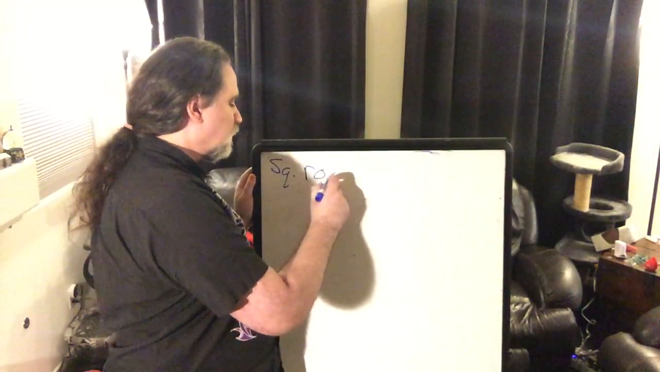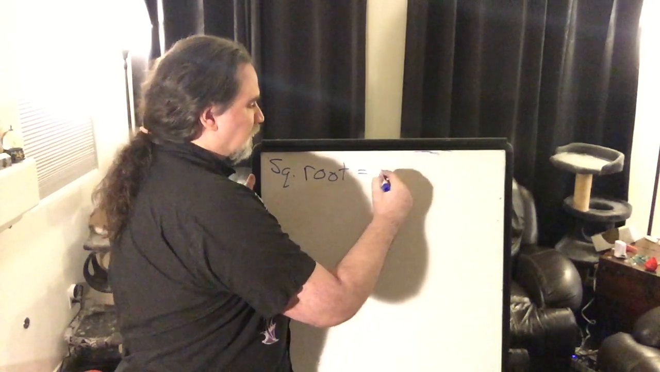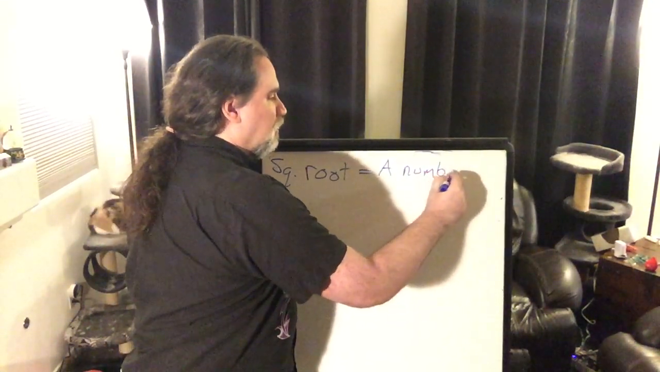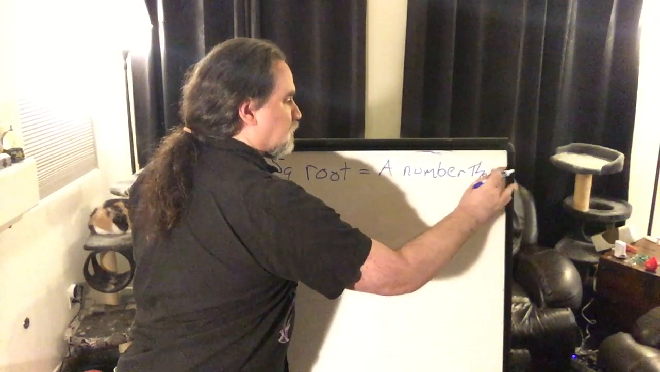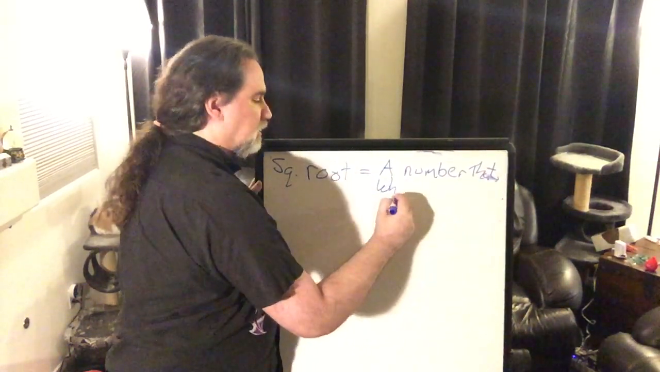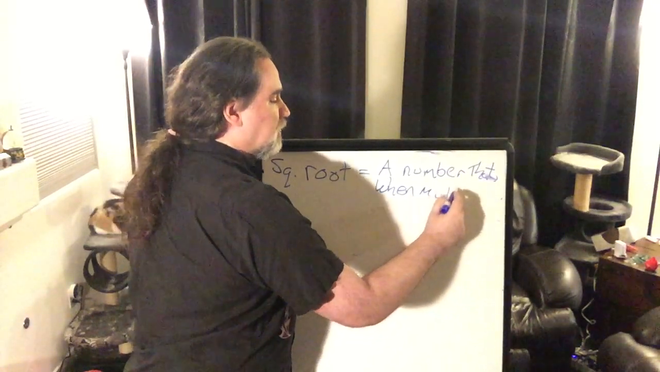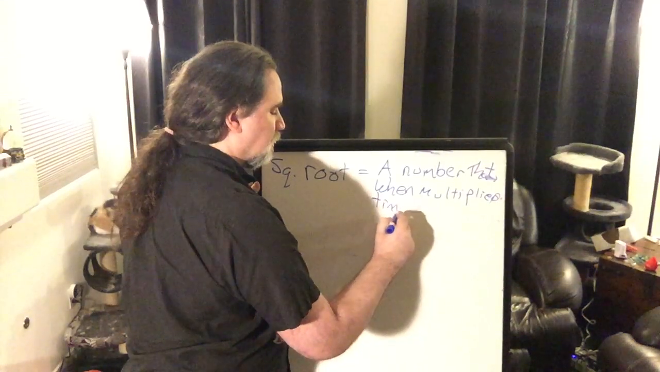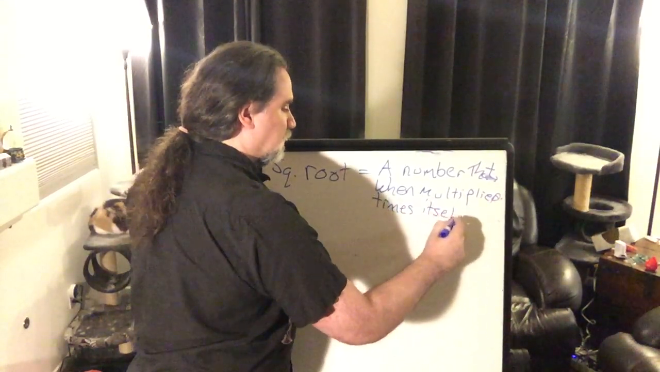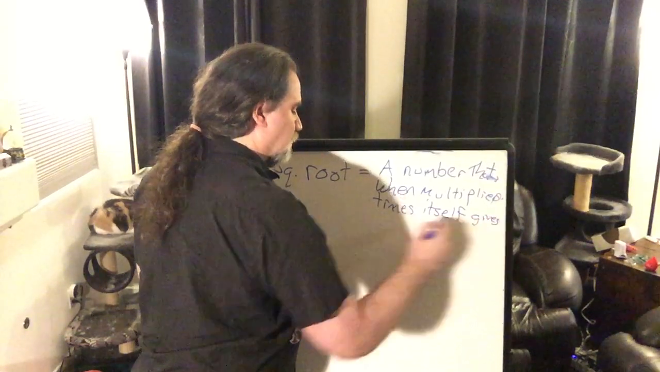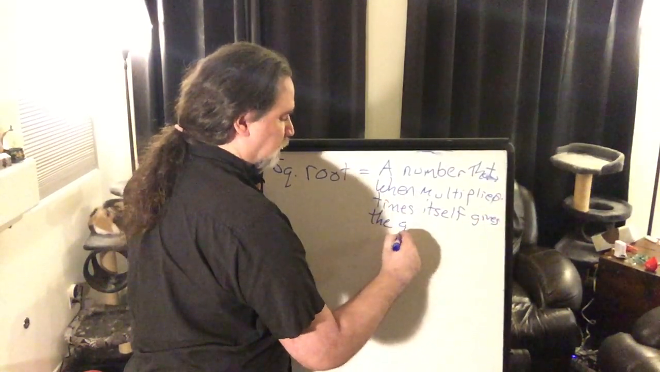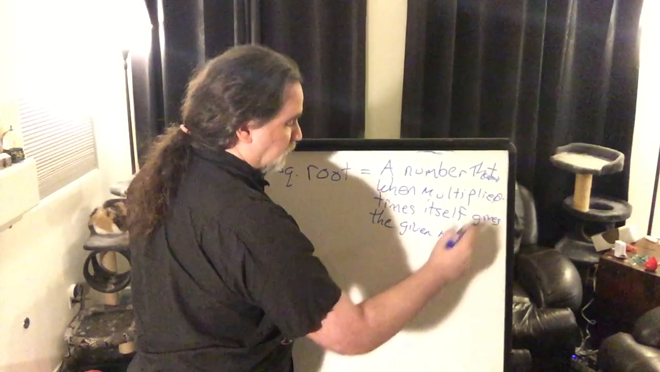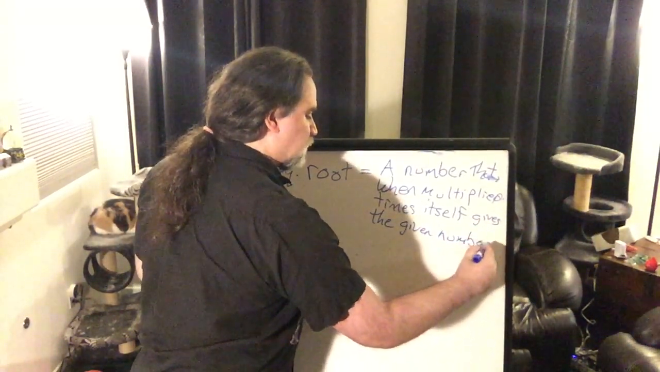Let's start out with some vocabulary. Square root. What is a square root? A square root is a number that, when multiplied times itself, gives the given number. Interesting way to say it. But let's just look at what I'm talking about.